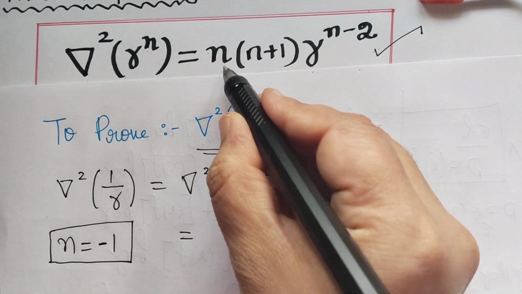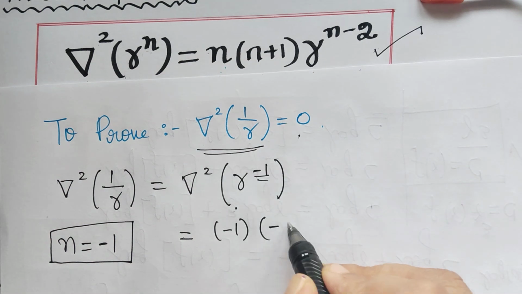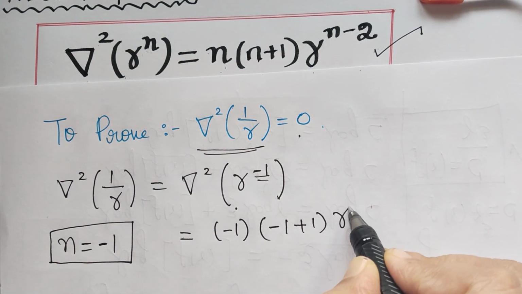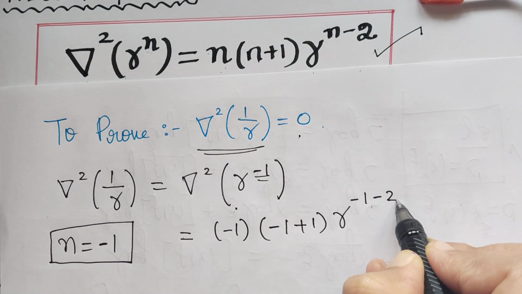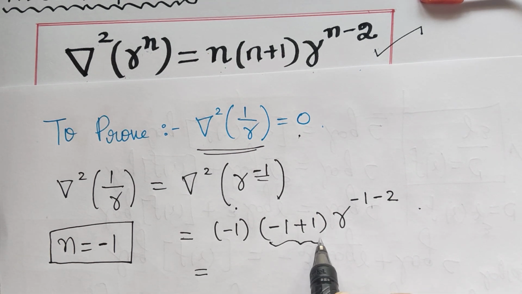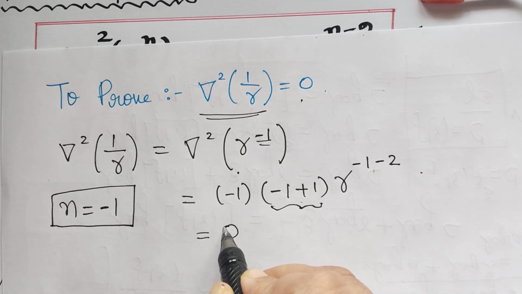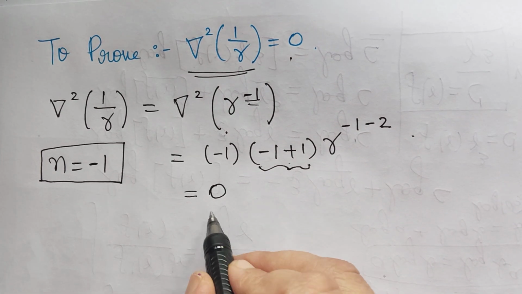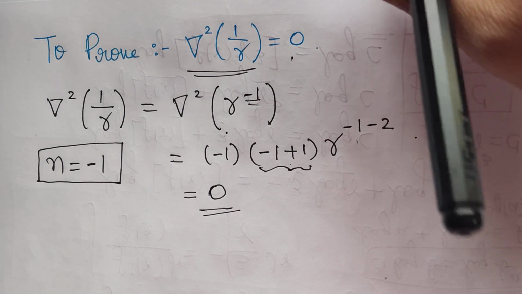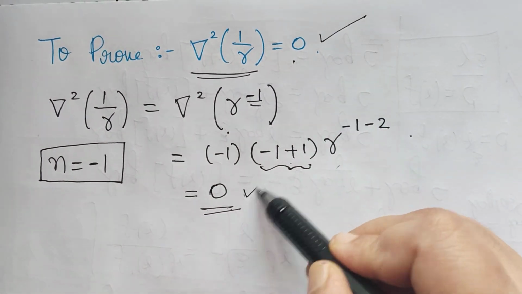So what we will get? n is minus 1, multiplied with n plus 1, so minus 1 plus 1, r to the power minus 1 minus 2. That is equal to, if you see here, we have minus 1 plus 1 which will turn out to be 0, and because of that this will completely be equal to 0. Therefore we have proved that nabla square of 1 by r is equal to 0. Hence we are done with the proof.